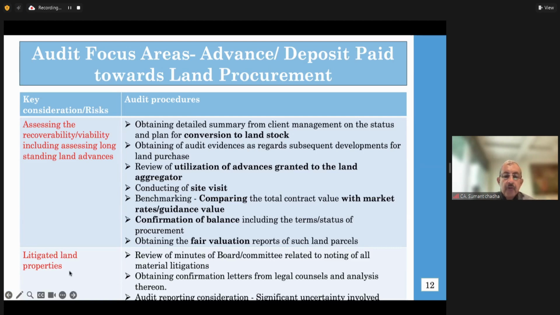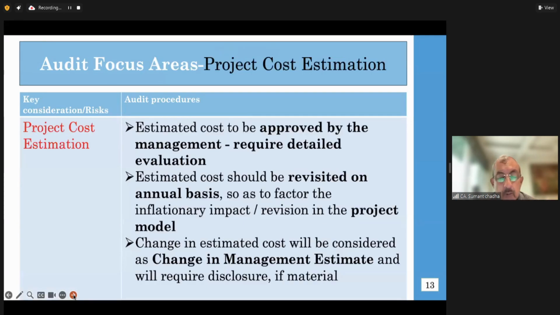Review of minutes of board committees, that's very important. Also litigation aspects, because everything corresponding with the litigation, how I'm corresponding with the lawyers, and what is their look and feel of the cases. So I just talked about estimated cost to be approved by the management.